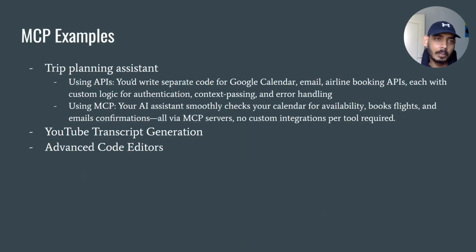One of the examples for MCP: you can think about a trip planning assistant. Earlier, during the API days, you would have a calendar where you have all your meeting schedules, then you would have email where you can write an email. For each of them, you would have separate APIs. You had to make a call to each of these APIs, understand the context, and send it to the LLM, and it would generate a response based on that and try to schedule a meeting or set up a trip plan.